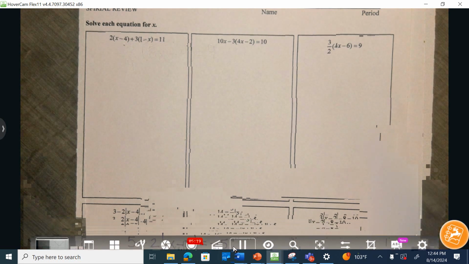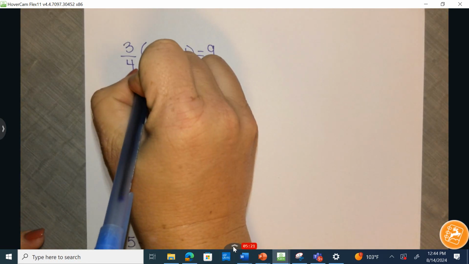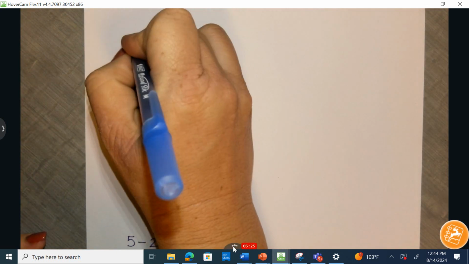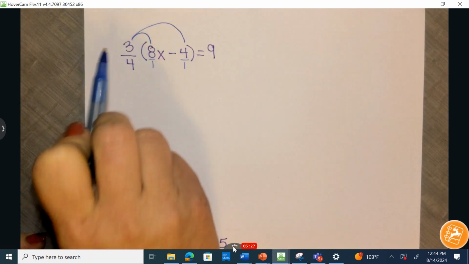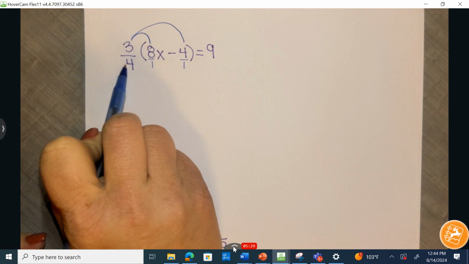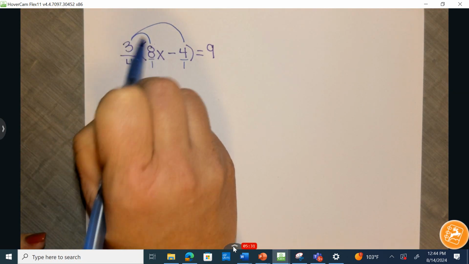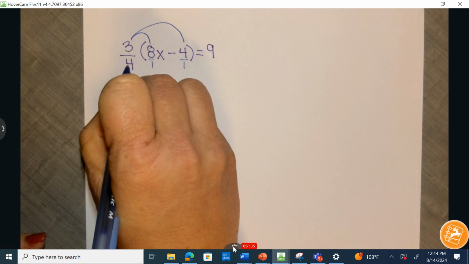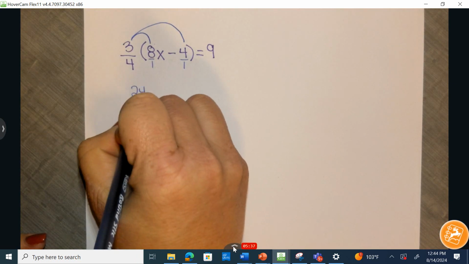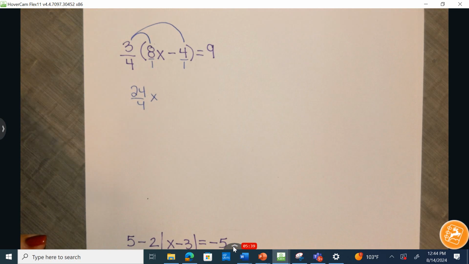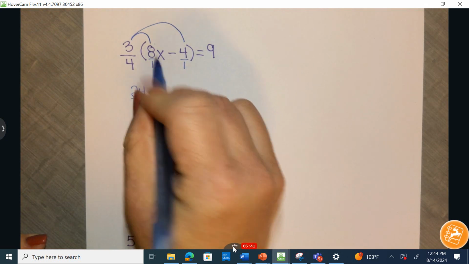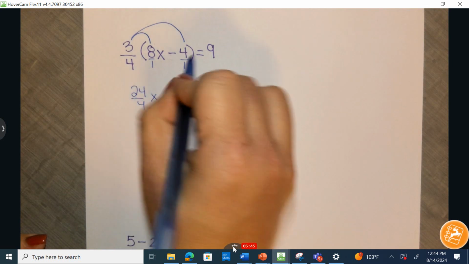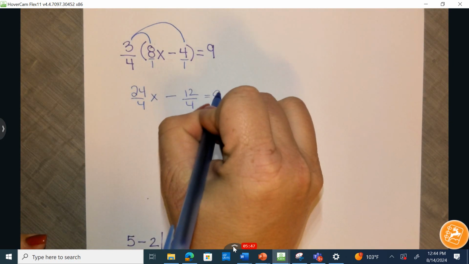The third example we're going to write down is, I'm going to put a 1 underneath each of these numbers. When I distribute this time, I'm going to multiply the tops and multiply the bottoms. So distributing is multiplying. 3 times 8 is 24. 4 times 1 is 4. Don't forget about the x. Bringing down the subtraction sign. 3 times 4 is 12. 4 times 1 is 4.